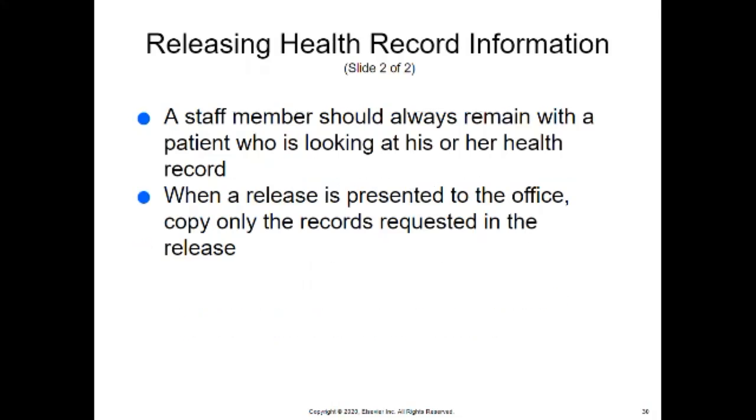A staff member should always remain with the patient who is looking at his or her health record. When a release is presented to the office, copy only the records requested in that release. If there are any questions about what needs to be released, consult the office manager or the provider.